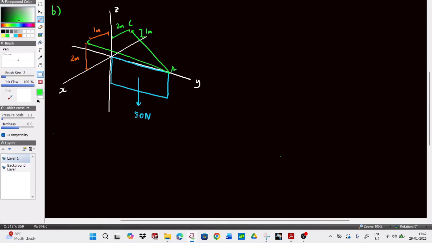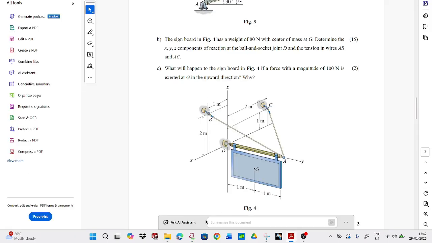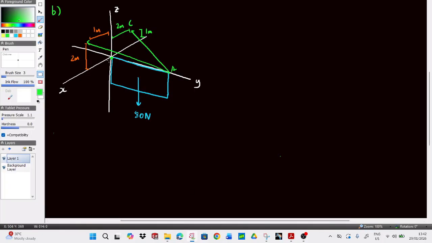Then we have the ball and socket joint at this point. For a ball and socket joint, you must remember we have 3 constraints. You couldn't move in your X direction, so there will be a support reaction in X, which we call Fx. We also cannot move in the Z direction, so just Fz, and also we cannot move in the Y direction, so this is simply your Fy. Whereas for the cables, the tension, we have here TAC and here TAB.